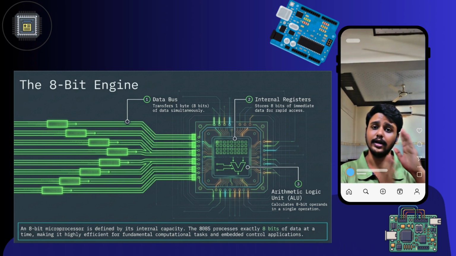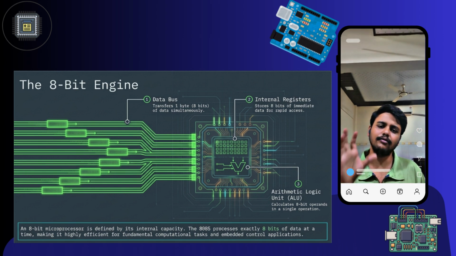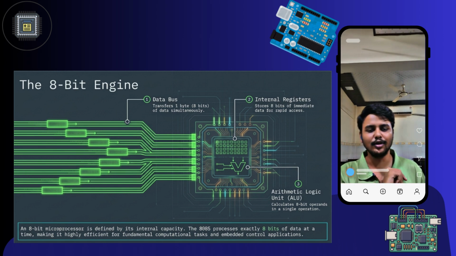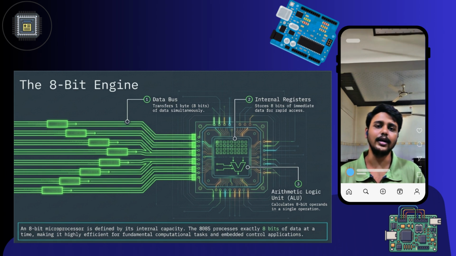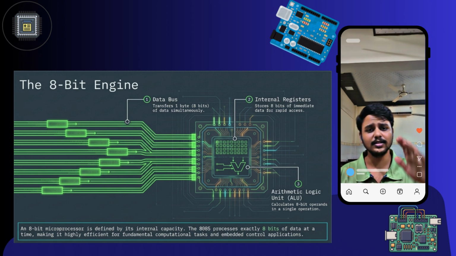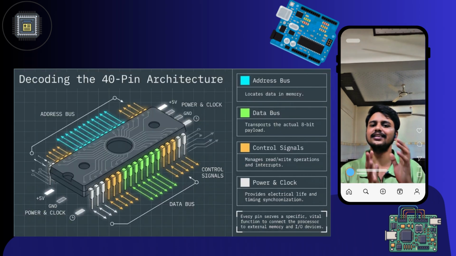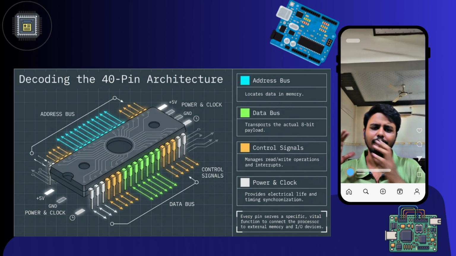Because the 8085 is an 8-bit microprocessor, it is suitable for basic computational tasks and simple control applications. While modern processors are 32-bit or 64-bit, the 8085 still provides a clear understanding of fundamental concepts without the complexity of advanced architectures. Next, let us discuss the physical characteristics or the structure of 8085, which is its 40-pin configuration.